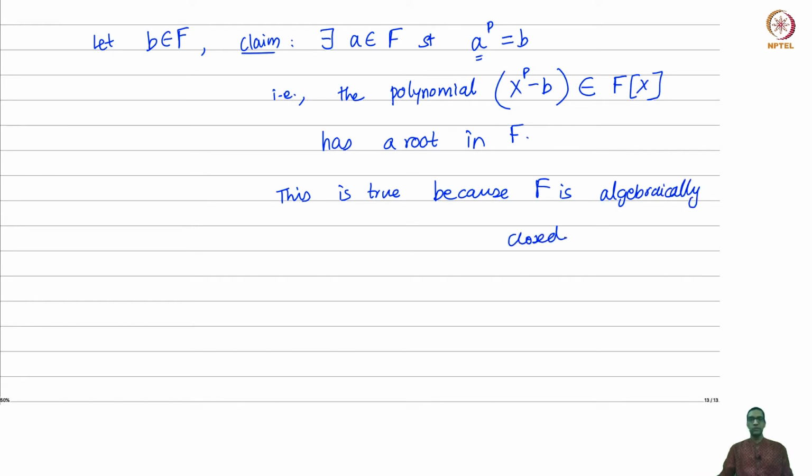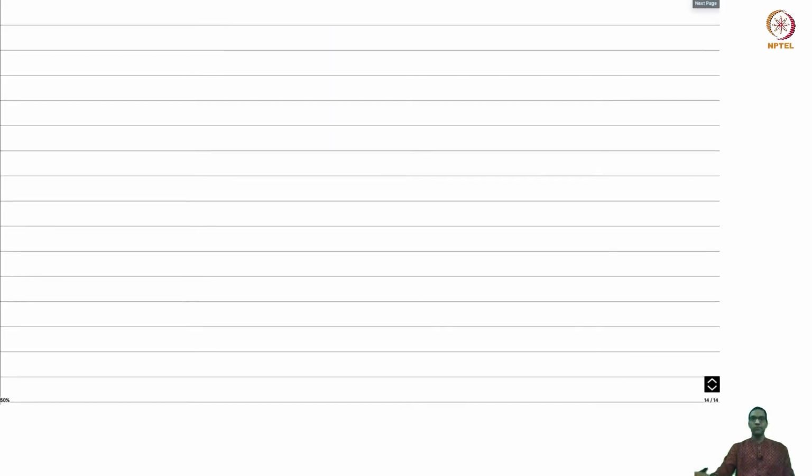Okay, so you've now seen two examples of perfect fields. One are the finite fields and the other is the class of algebraically closed fields of finite characteristic. Okay, and what's the point of introducing this new notion?